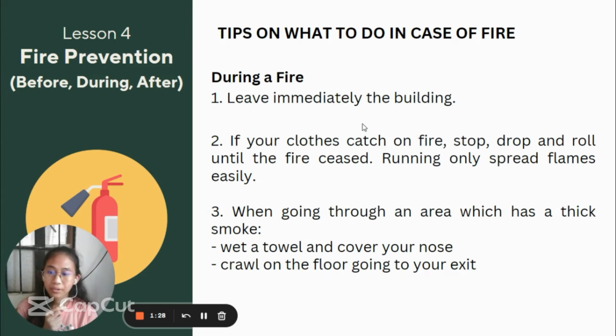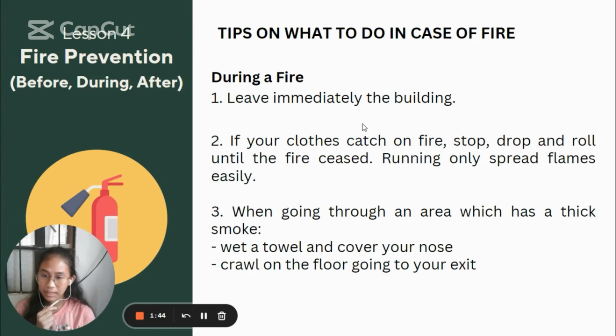And then, during a fire. Number 1, leave the building immediately. Number 2, if your clothes catch on fire, stop, drop, and roll until the fire has ceased. You should not run, because fire spreads more easily if we run.